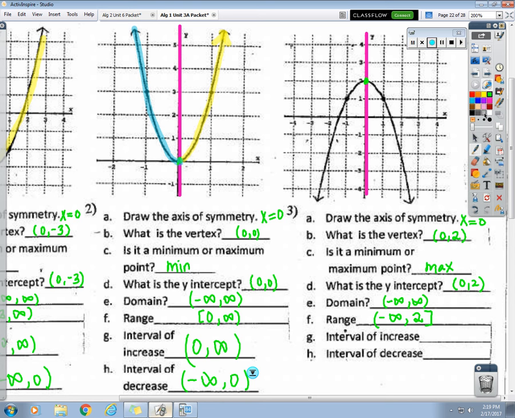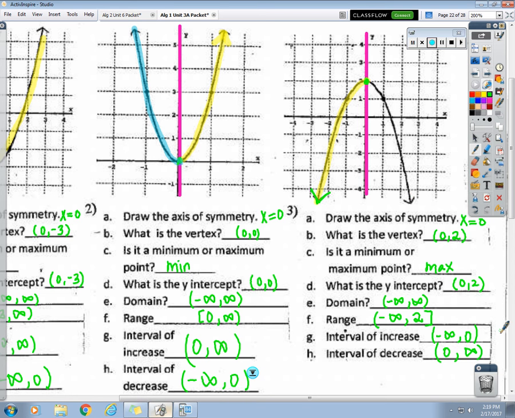Interval of increase. This time the interval of increase occurs on what side of the parabola? The left. So when did it start increasing? Negative infinity, forever left, right? When did it quit increasing? 0, x values. And so if it quit increasing at 0, doesn't that mean it started decreasing at 0? And decreased forever to the right, which is positive infinity.